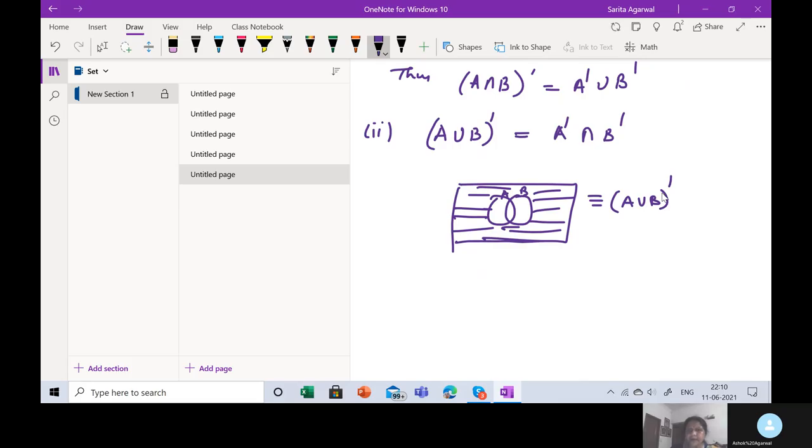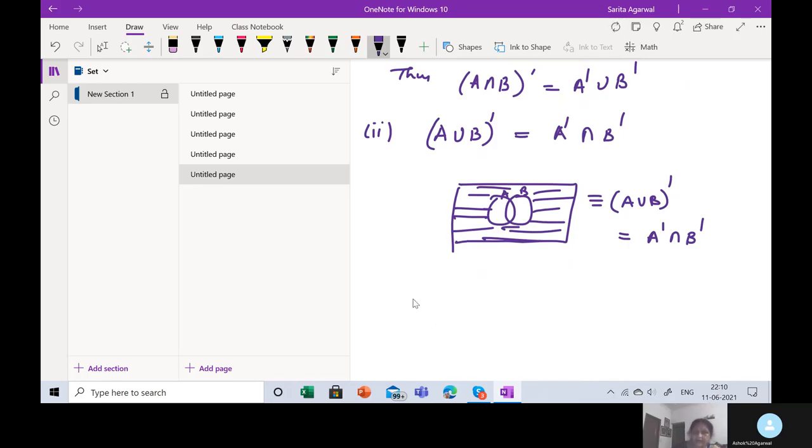This is (A union B) complement. And you can see A complement is this, right? And B complement is this. And if we take the intersection, this turns out to be this, right? This is what is here.